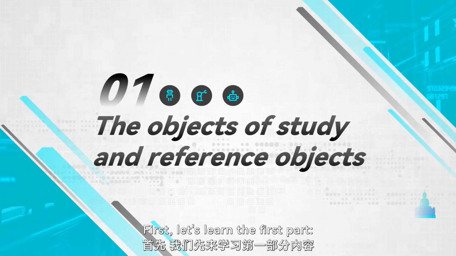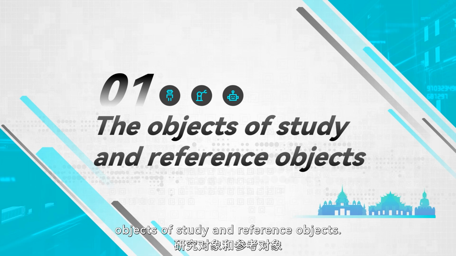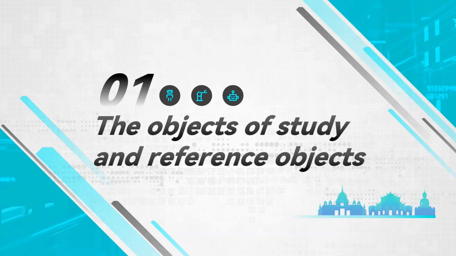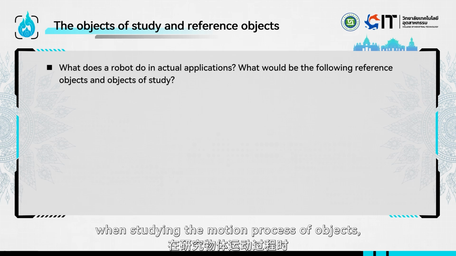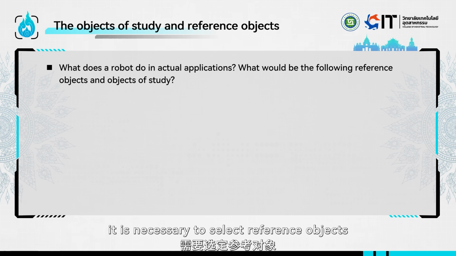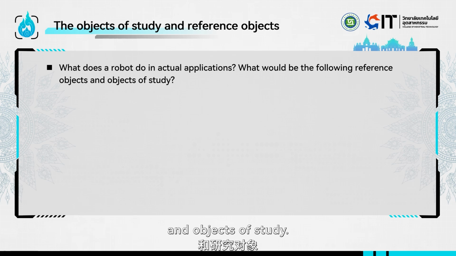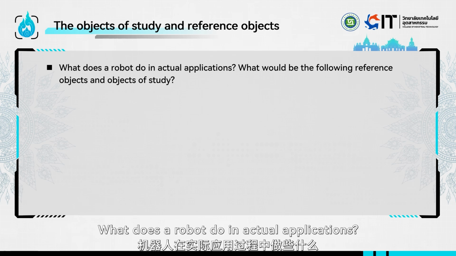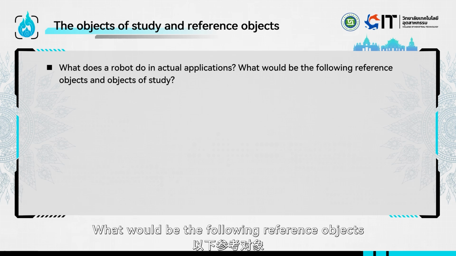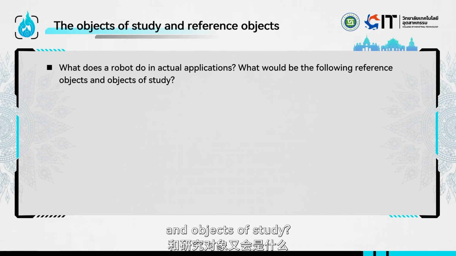First, let's learn the first part, objects of study and reference objects. In kinematics, when studying the motion process of objects, it is necessary to select reference objects and objects of study. Now, please think about a question. What does a robot do in actual applications? What would be the following reference objects and objects of study?